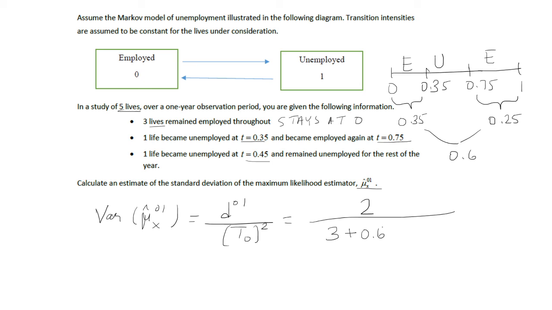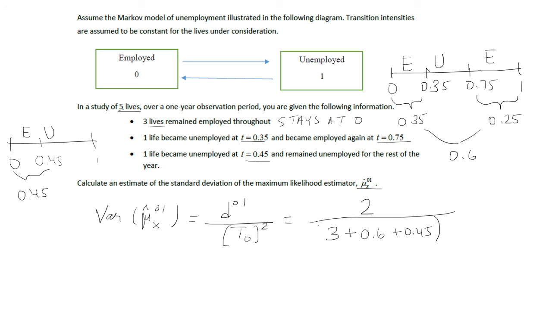Finally, for the last life, it became unemployed at t equals 0.45. Okay, so they became unemployed for the rest of the year. So that means it had to be employed originally. So that means it was employed from 0 to 0.45. So the exposure there is 0.45.